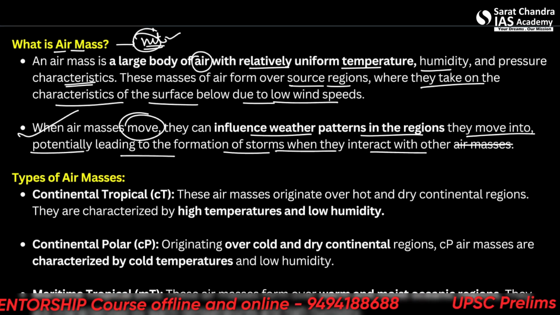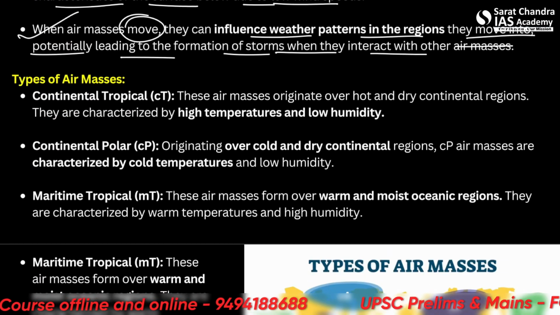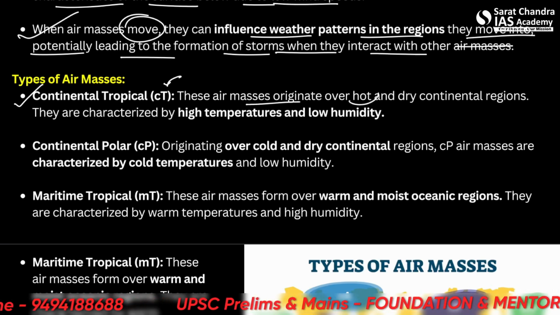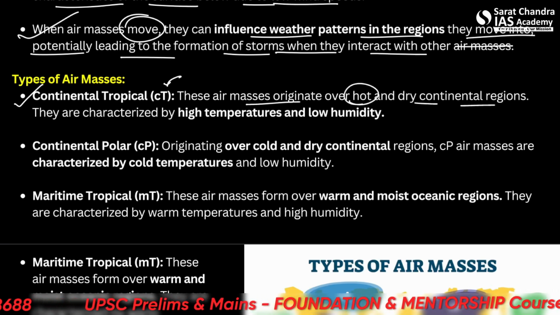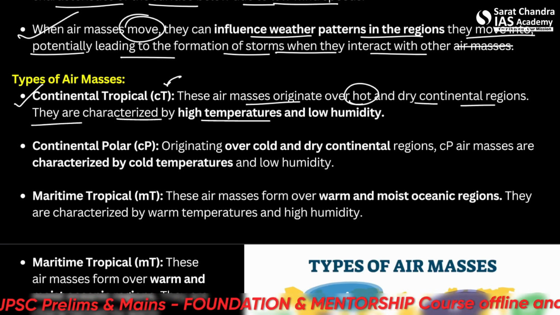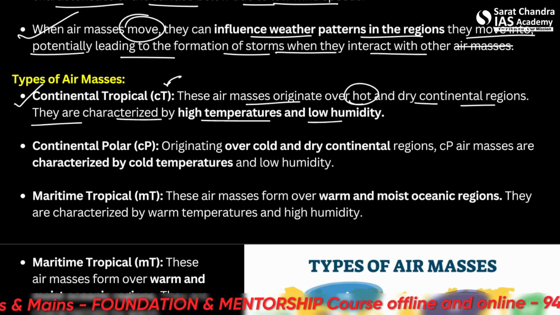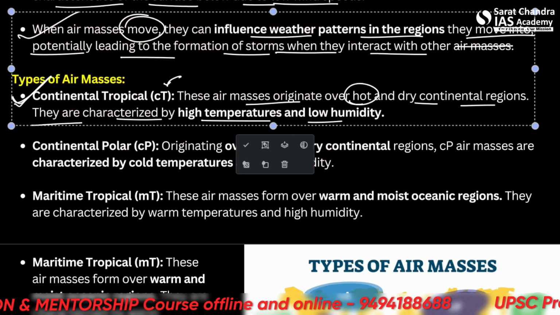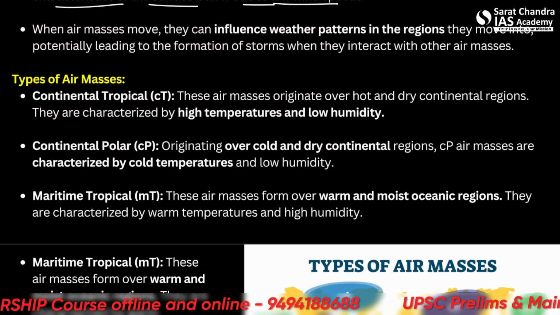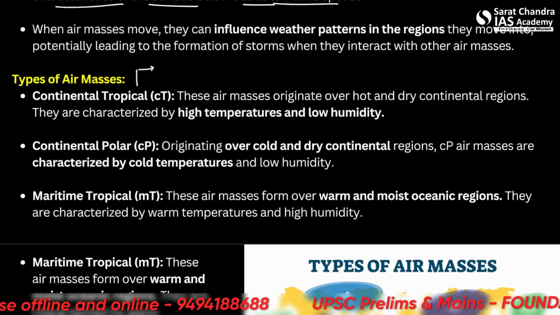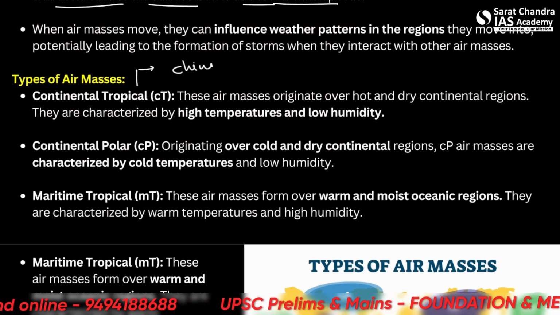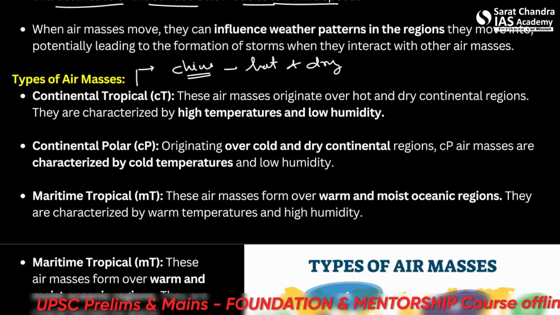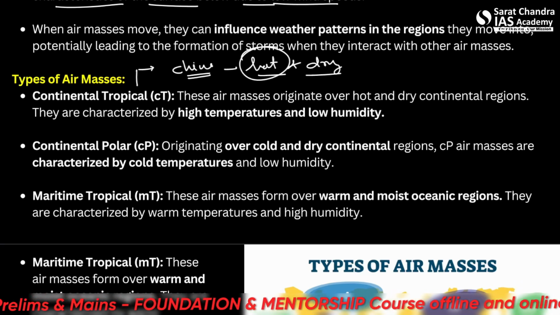Now let's talk about different types of air masses. One is the continental tropical, that is CT. These air masses originate over hot and dry continental regions. They are characterized by high temperature and low humidity. So please remember the continental. How will you remember the continental? That it is hot and dry. Let's say you must have gone to continental restaurants. You can just say Chinese. So China is hot and dry, or Chinese food is hot and dry.